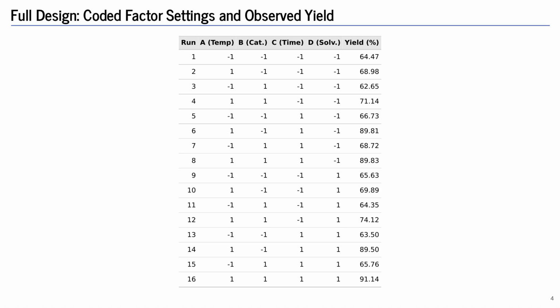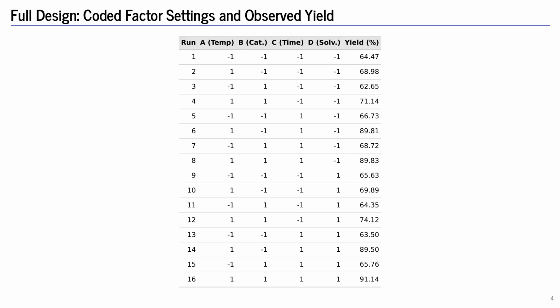Here is the full data set. 16 rows, 1 per experimental run in standard order. Each factor is coded, -1 for the low level, +1 for the high level. Look at the yield column and let the range sink in. The lowest yield in the table is 62.6%, run 3, where temperature is low, catalyst loading is high, reaction time is low, and solvent ratio is low. The highest yields cluster around 90%, run 6, 8, 14, and 16.